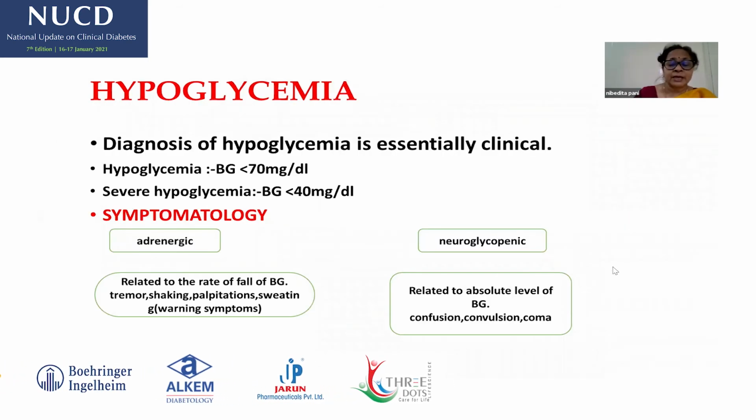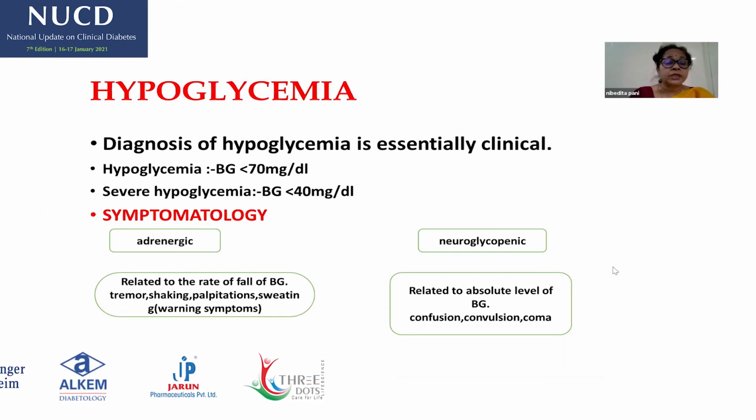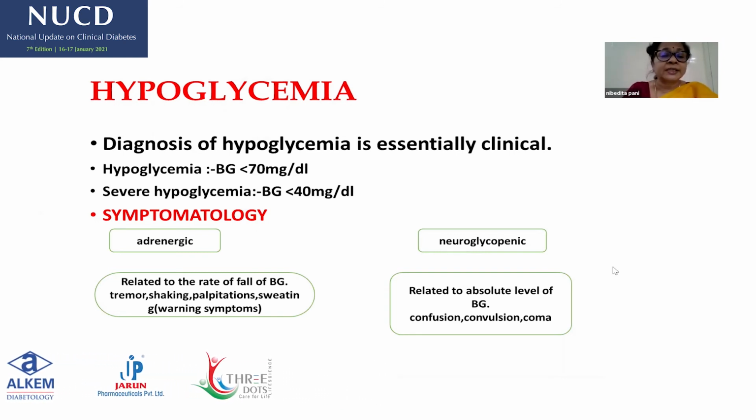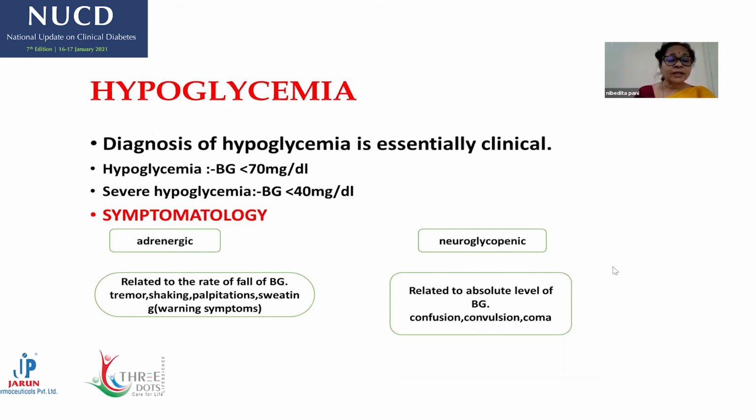As you know, hypoglycemia is a very serious complication. So in an ICU setup, what should you do? First, you diagnose. Hypoglycemia means blood glucose less than 70, and severe hypoglycemia is less than 40. So what are the adrenergic symptoms?